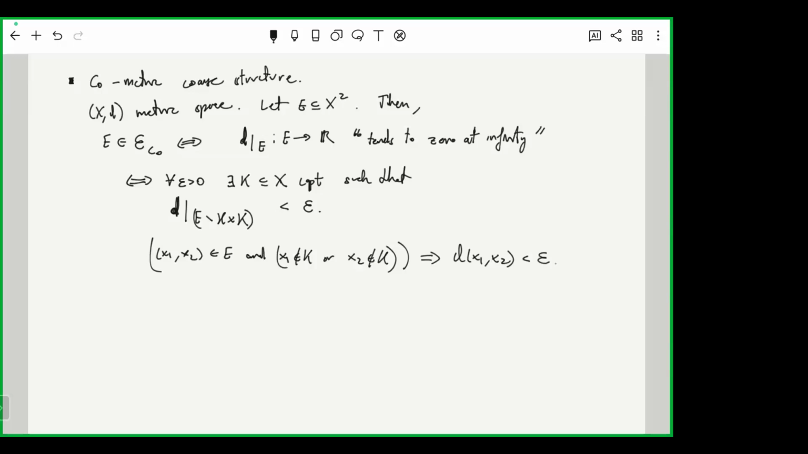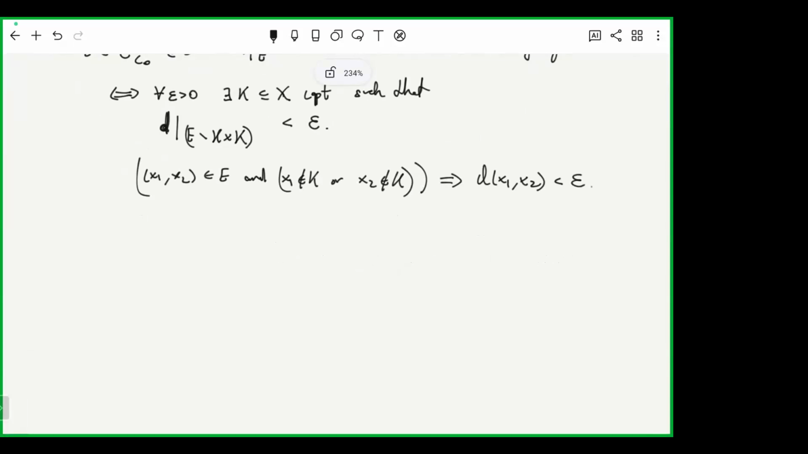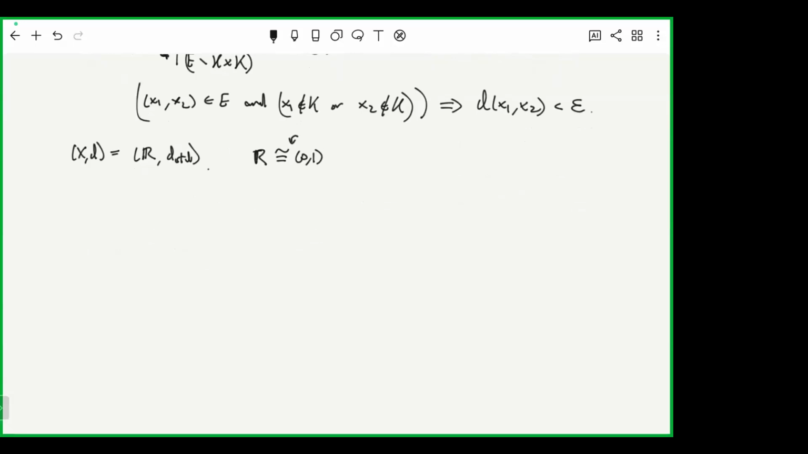Maybe we can see some example. This can be a bit obscure now. Let's look at the real line. So for the real line, what is the meaning? Let's take the real line with the standard metric. I will identify the real line with the open unit interval, but notice that the distances are distorted here. 0 and 1 would be very far away from every point.